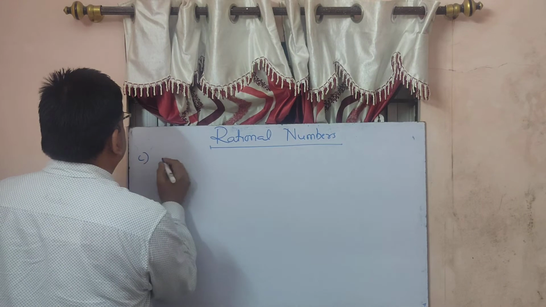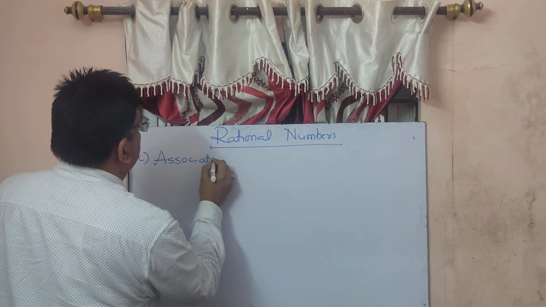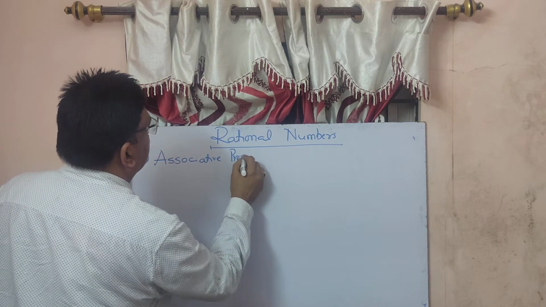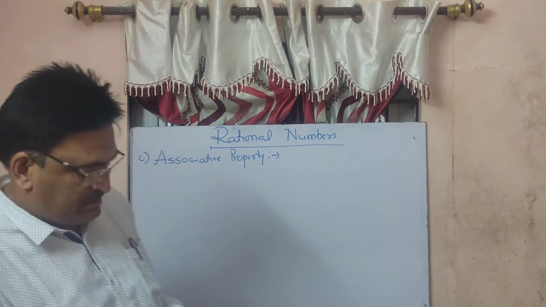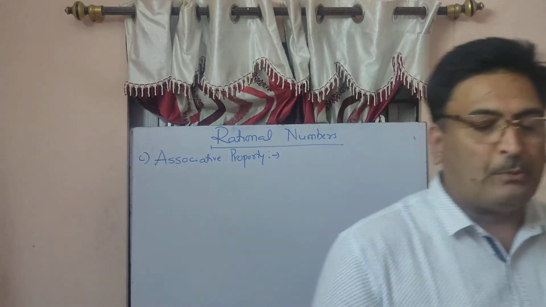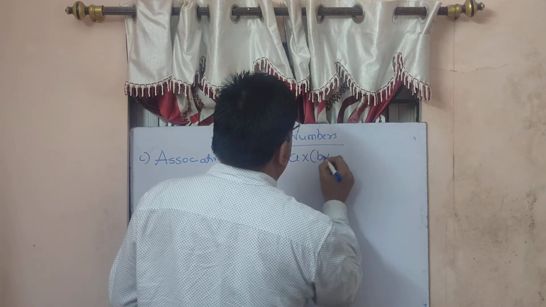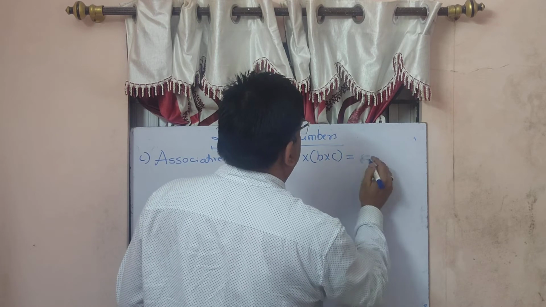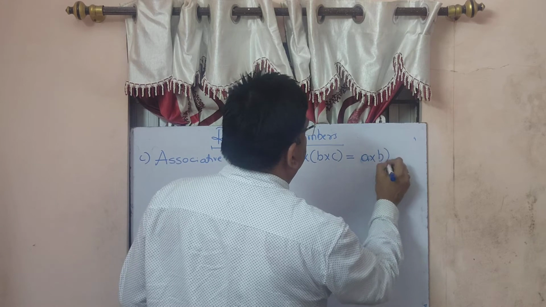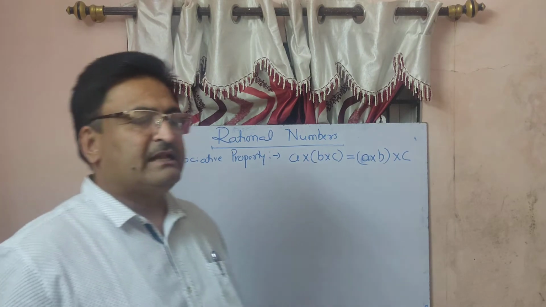The third property, that is associative property. Again, we have to check it for four operations. And what does this mean? This means A into B into C is equal to A into B into C, with the brackets interchanged. Means if you interchange the bracket, is there any effect?